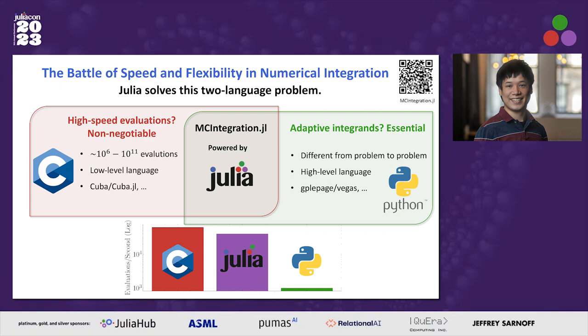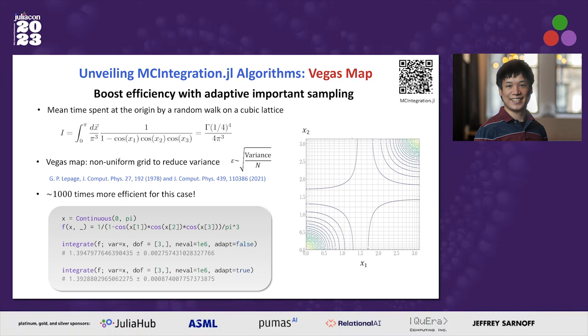In our package, to make sure we can efficiently sample the integrals, we use a technique called the Vegas map, originally invented by Lepage in the 1970s. The overall idea can be illustrated with a simple example, which is a three-dimensional integral. This integrand actually develops a singular behavior at the corners of the parameter space, so it's actually very difficult to calculate.